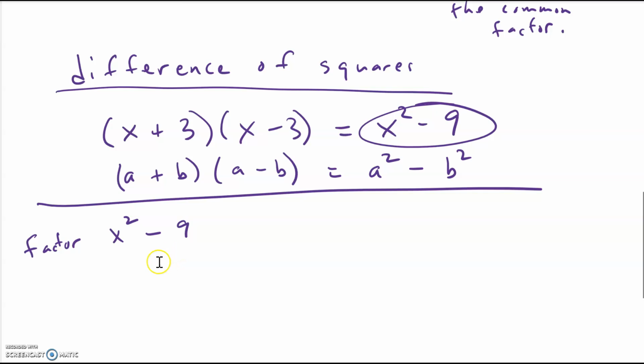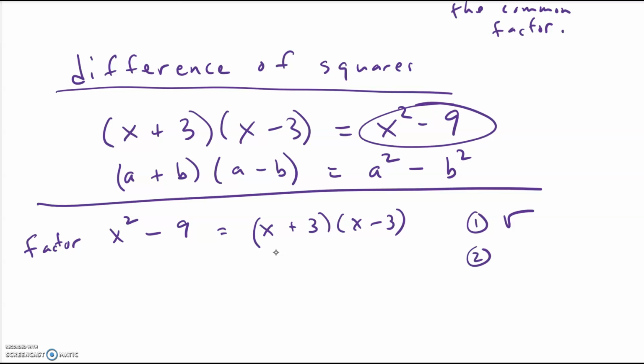So the idea is you take the square root of the first term. The square root of x squared is just x. And then the square root of the second term, the 9, is a 3. So you say x plus 3, and then x minus 3. So in other words, step 1 is you take the square roots of each of the terms, and then step 2 is you do a plus b, a minus b, where the a is the square root of the first thing, and the b is the square root of the second thing. So it's just using that relationship between a plus b, a minus b.